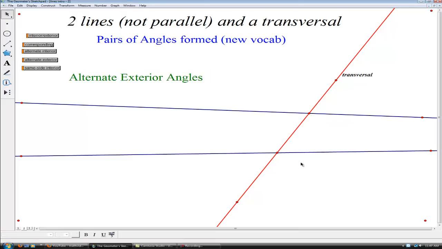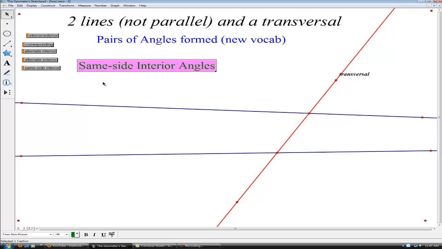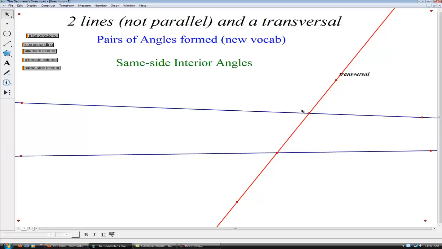Alternate exterior, same idea. We're going to be on different sides or opposite sides of the transversal. And if I'm starting with this angle right here, this location would be the pair that we call alternate exterior angles. And our last new pair of angles are called same side interior. Interior indicates we are in this region between the two lines. And if we're on same side, we're saying that this angle and this angle would be described with this new relationship. Same side interior. This angle and this angle would also be considered same side interior.